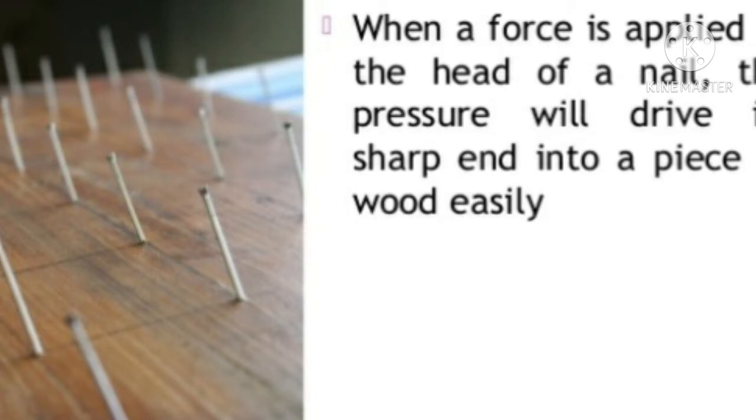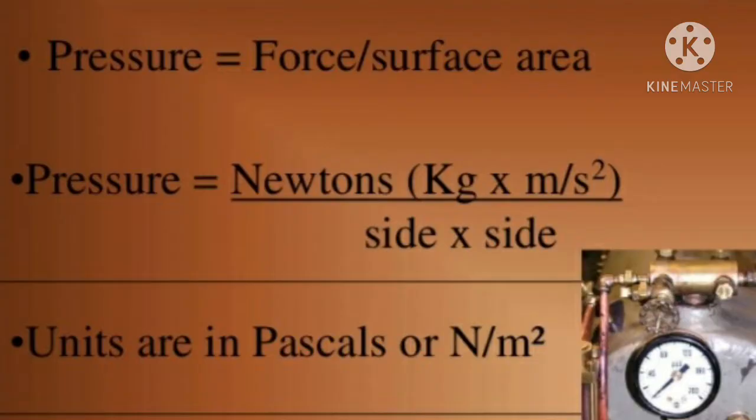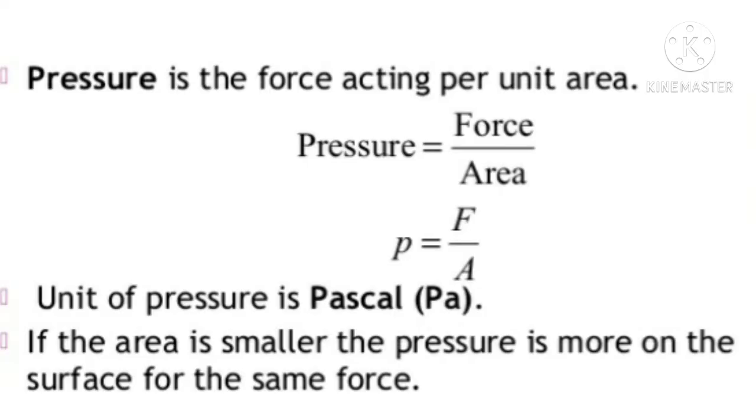So, the force acting on a unit area of a surface is called pressure. This formula gives the relation between pressure, force and area. We will now give the units in which pressure is measured. The SI unit of measuring force is Newton and the SI unit of measuring area is square meter. So therefore the SI unit of measuring pressure is Newton per square meter, which is also called Pascal.